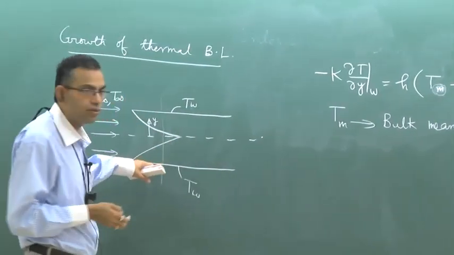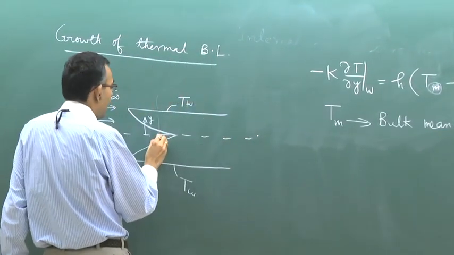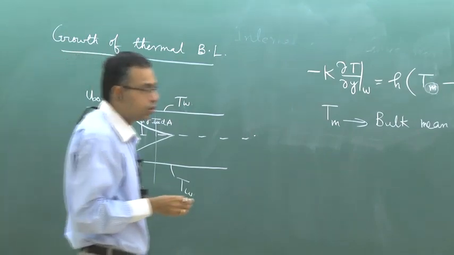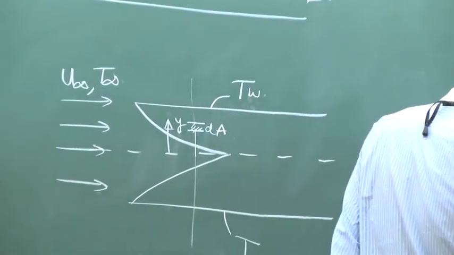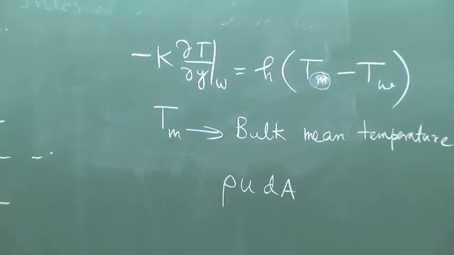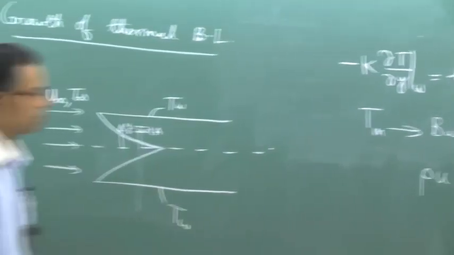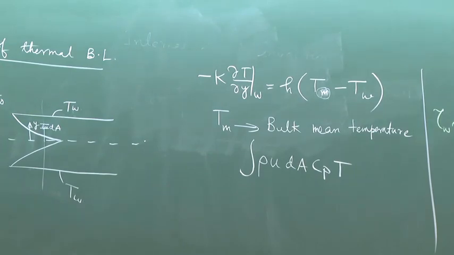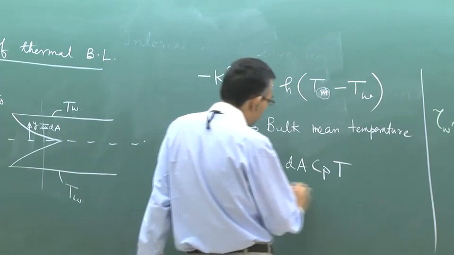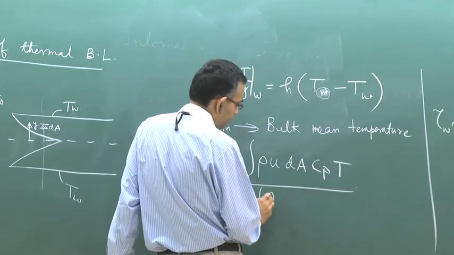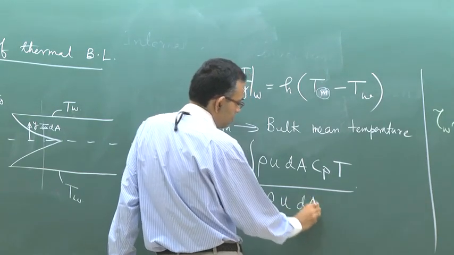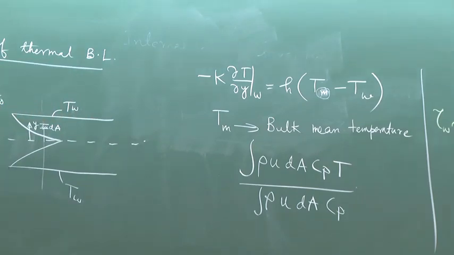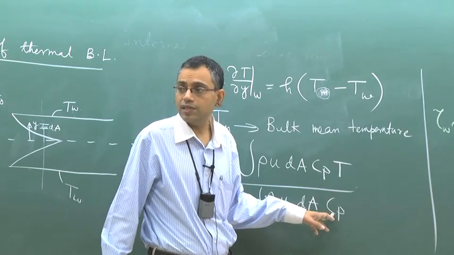But the T is not uniform over the entire cross section. So, what you do is that at a location y, you take a small area dA. So, what is the mass flow rate through this dA? Rho u dA. This is m dot into Cp into T. This integrated is the total thermal energy. So, that divided by m dot Cp will give you some T average.